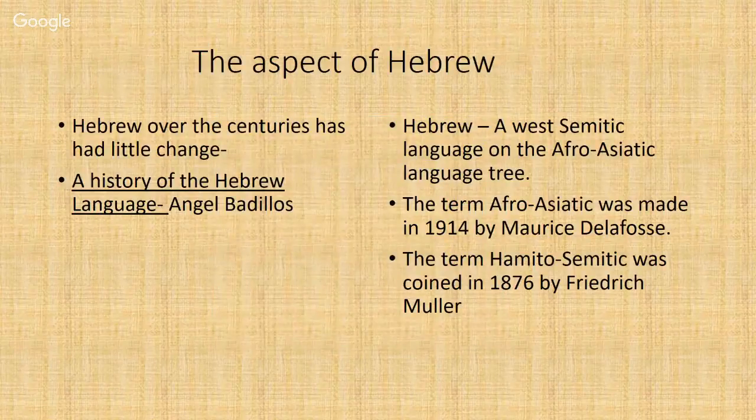Thank you. The aspect of Hebrew. Hebrew over the centuries has had a little change. And that statement comes from a book entitled A History of the Hebrew Language by Angel Badillos. All right. You can get that book online, by the way. All right. I wanted to cite the sources. Okay. Then on the right-hand side, it says Hebrew, a West Semitic language of the Afro-Asiatic language tree.